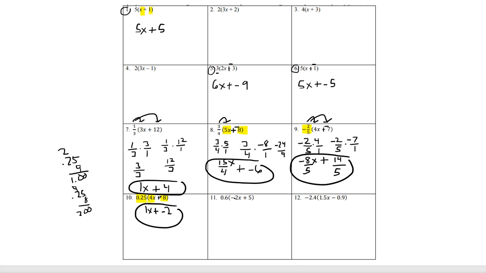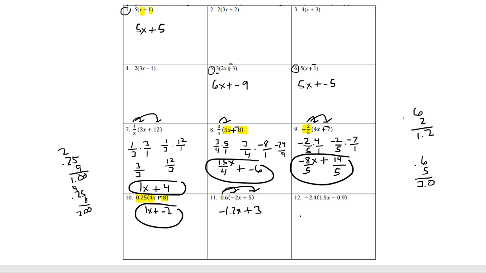Okay, let's look at number 11. 0.6 times negative 2x and 0.6 times 5. So 0.6 times 2 is going to give me 1.2x, and then a positive times a negative makes this a negative 1.2x. And then 0.6 times 5 is going to give me 3.0. Okay, so negative 1.2x plus 3.